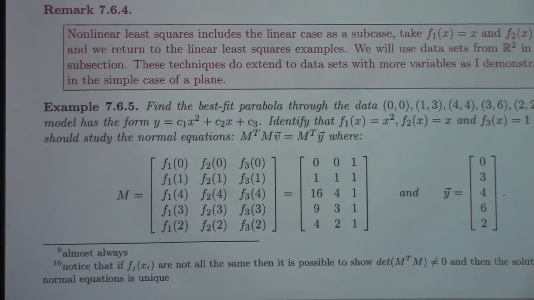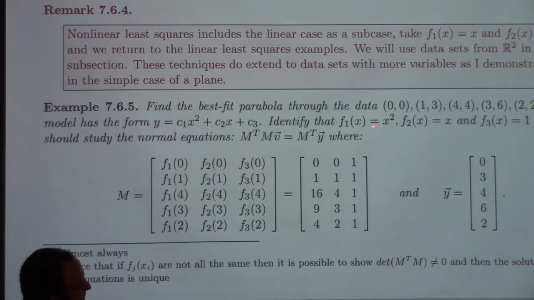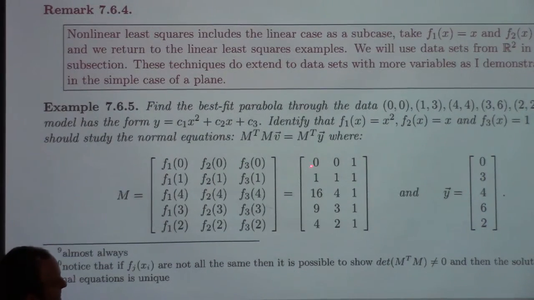So here's an example of this nonlinear idea. Suppose you want to find the best fit parabola through these 5 points. So this time the model has the form y equals c1 x squared plus c2 x plus c3. So plugging in data points is a little bit more interesting this time. I'm just using the language I had introduced before this example, f1, f2, f3. My model functions are the x squared function, the x function, the 1 function. These are the monomials. Anyway, so plugging that in, I get 0, 1, 16, because 4 squared is 16, 3 squared is 9, 2 squared is 4, like this.